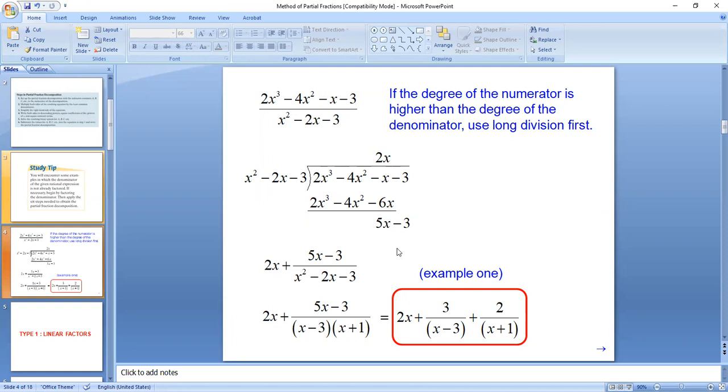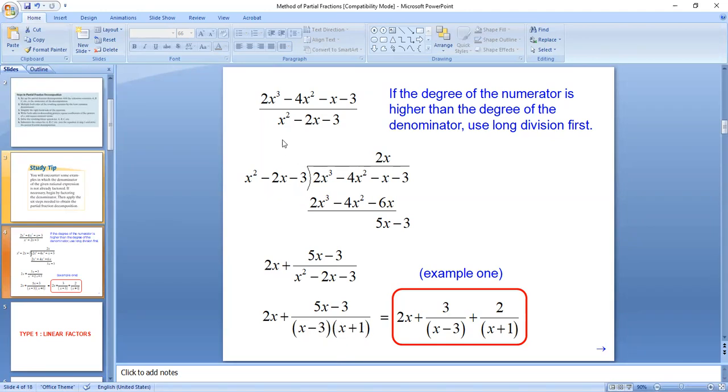How do we write the remainder? Now, the answer to this will be 2x. This is really the quotient plus the remainder, which is 5x minus 3. Then you have this as the denominator, x squared minus 2x minus 3. Now, it's time for you to have this factored. You can factor now the denominator whenever possible. And since it's possible, it's like this already.